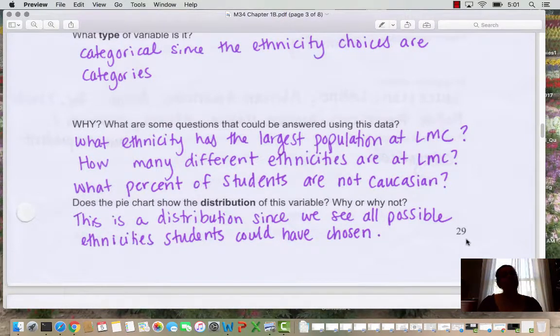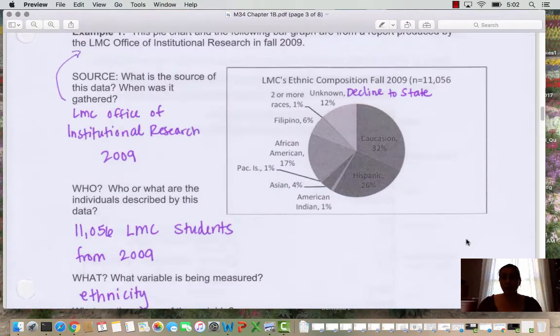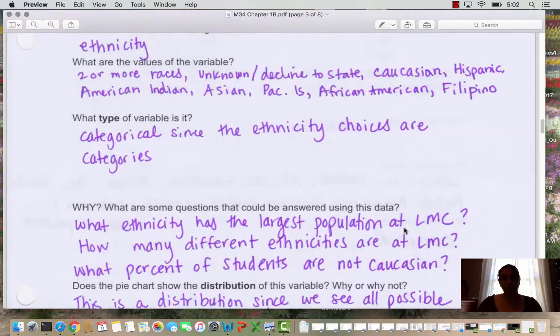Then we want to know, does the pie chart show the distribution of this variable? Why or why not? This is a distribution since we see all possible ethnicities students could have chosen. Remember, to be a distribution, we have to see the whole picture, or 100% of the data, or all possible answers. If we had omitted any part of the graph, if we just looked at part of the category answer choices, it wouldn't be the full distribution.